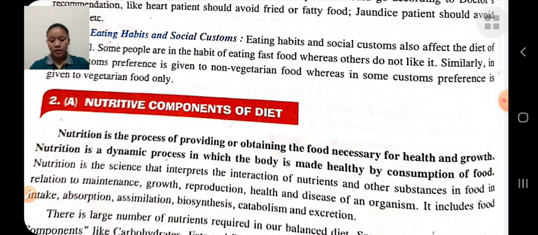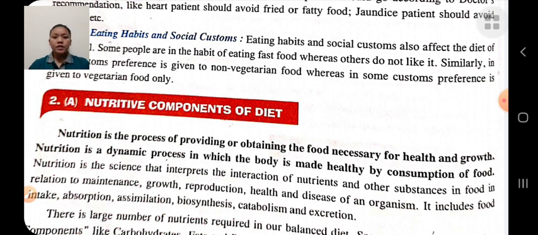We should take 60 to 70% carbohydrates in our diet, 5 to 10% fats, 15 to 20% protein, and 15 to 20% vitamins and minerals.